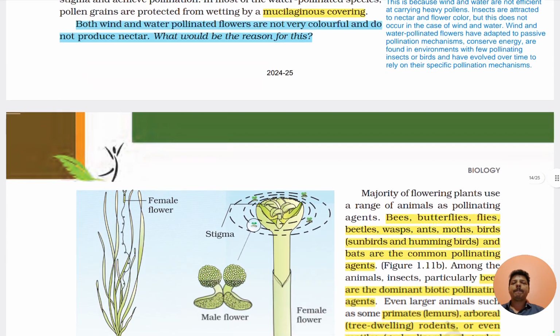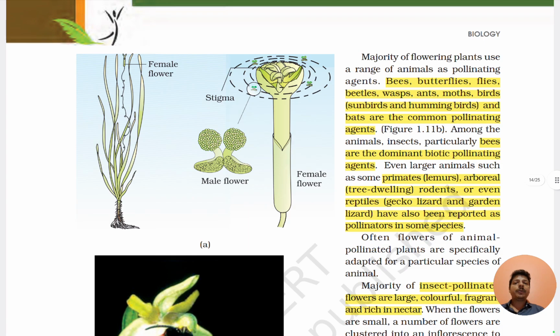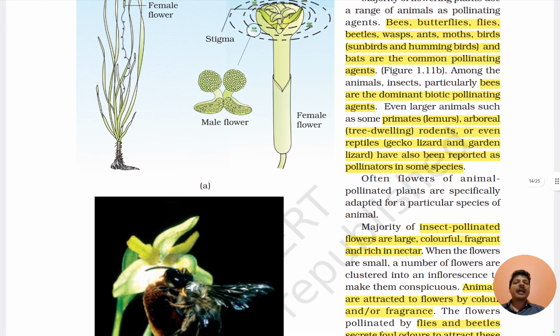This is the answer. Now coming to bees, butterflies, flies, beetles, wasps, ants, moths, birds, and bats are common pollinating agents. It is also given that bees are the dominant biotic pollinating agents. Even larger animals like primates, arboreal rodents, or even reptiles have been reported as pollinators in some species.